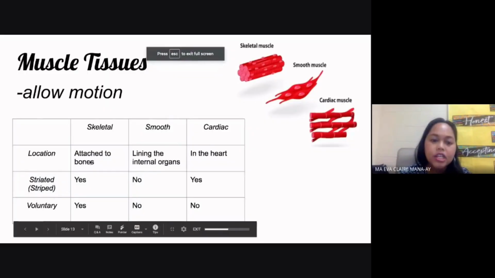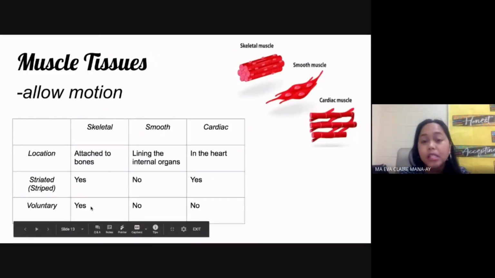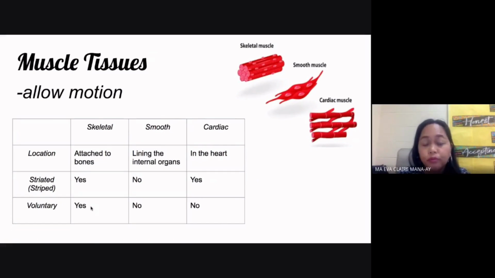Okay, now again, when you say skeletal muscle tissue, this is voluntary. That means you really need to control them for them to move. Okay, you need to control your skeletal muscle tissue for them to move. So if you punched someone and you go to court, you can't just say, I did not control my arm, I did not control my fist. Okay, so you cannot say that because, of course, your skeletal muscle tissues are voluntary. You need to really control them for them to move.